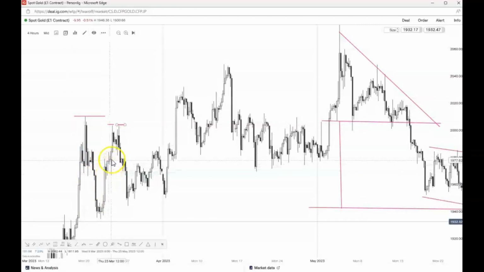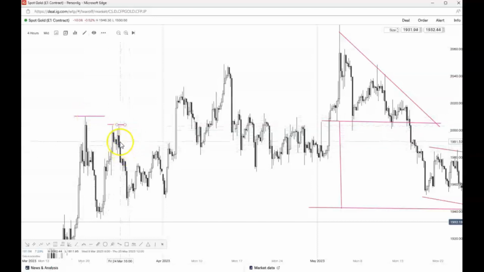Then the buyers managed to push the market up here. It's actually lower than here. And then they cannot get it any further. Then they try once again, and they manage to push the price up here, and then the sellers are taking over. And when we have this double top, now we have three times the buyers have been trying to push the market. And this is a double top.